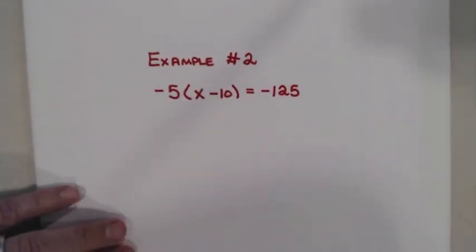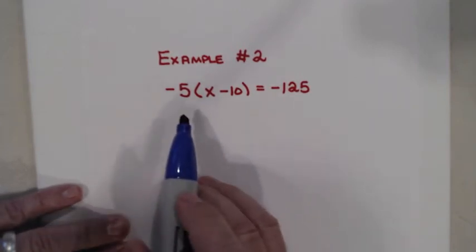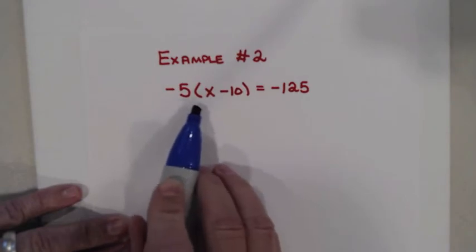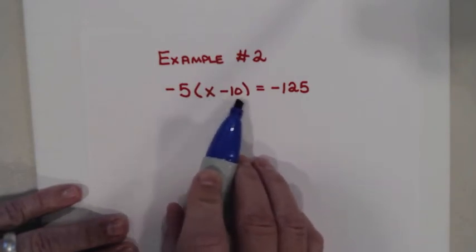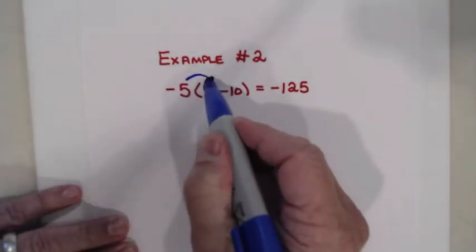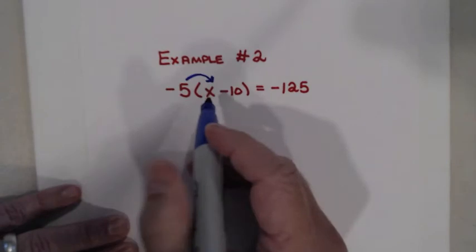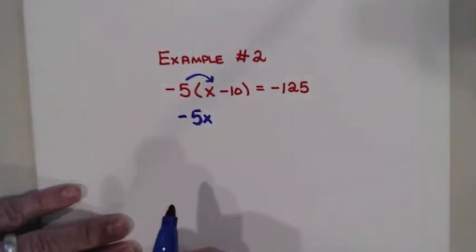Example number 2. I'm going to take what's on the outside of the parentheses again and multiply it to what's on the inside of the parentheses. This is using the distributive property. I know I have the distributive property because of these two parentheses right here. So I'm going to take that -5 and multiply it to x. -5 times x is -5x.